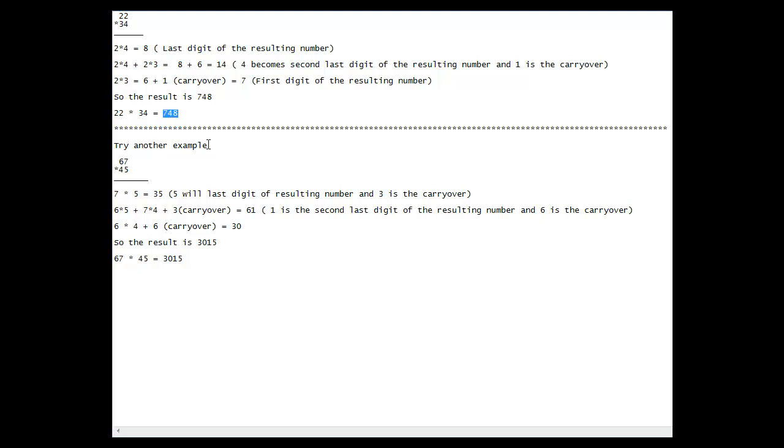Let us try another example. So another example, let us take the numbers 67 into 45. So in this case again, following the three steps, the first step would be to multiply the last digits of the two numbers, which is 7 multiplied by 5 becomes 35. Now this is a two-digit number, so 5 will be a part of the result set, whereas 3 becomes the carryover for the next step.